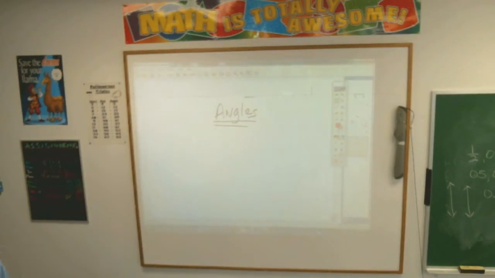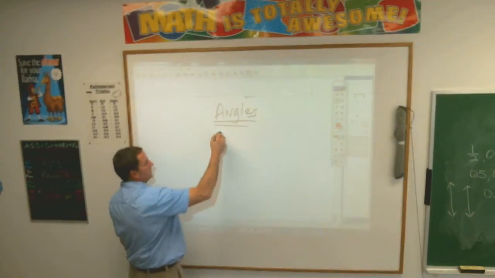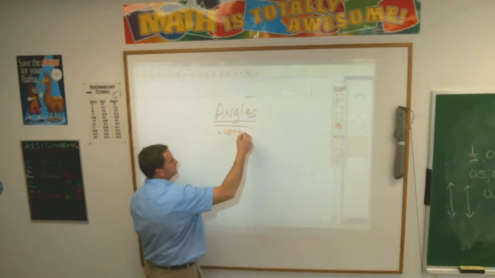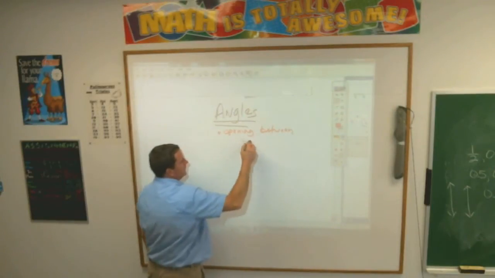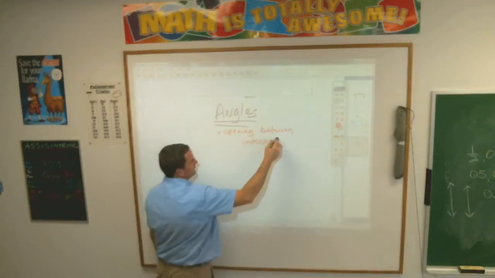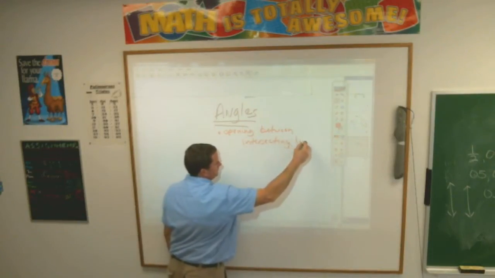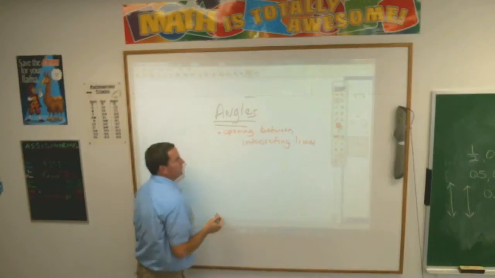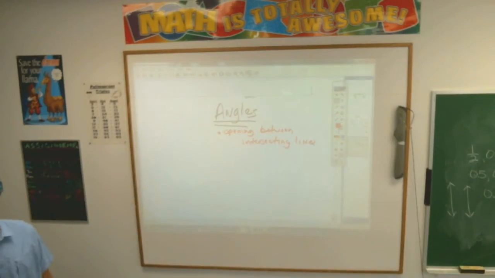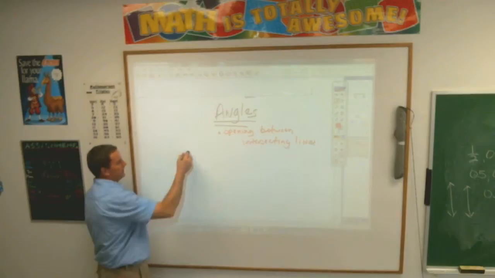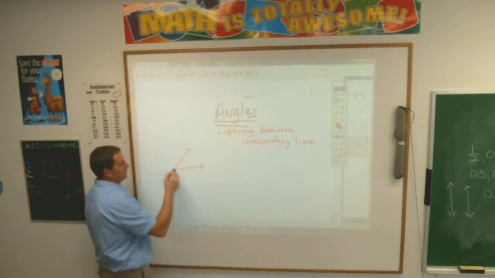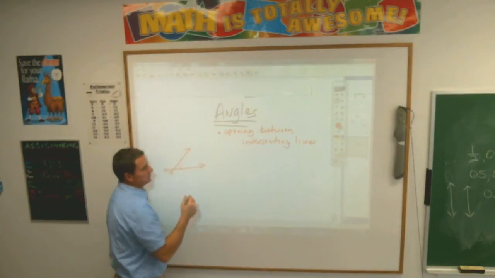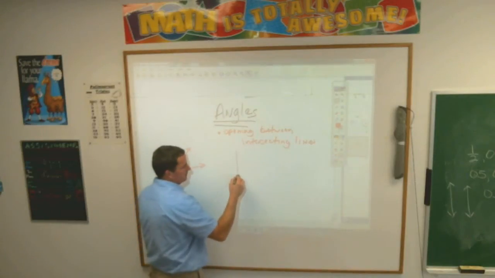What is an angle? It is an opening between intersecting lines. An opening between intersecting lines. And usually we stop, they kind of look like this. We could continue it on like this, and continue it on like this, and we're looking at that angle there. But usually we kind of stop right there.